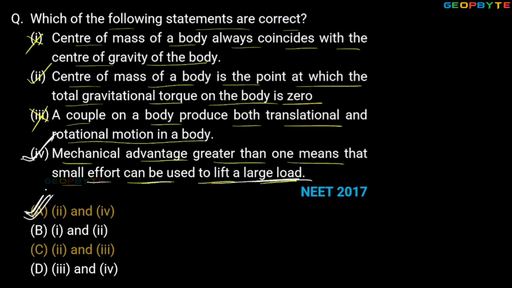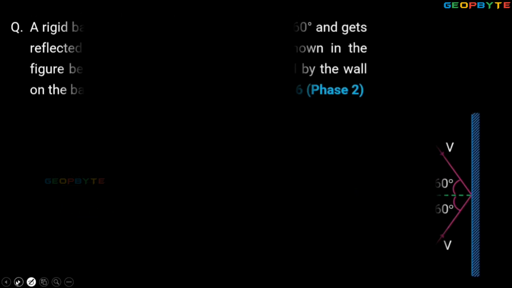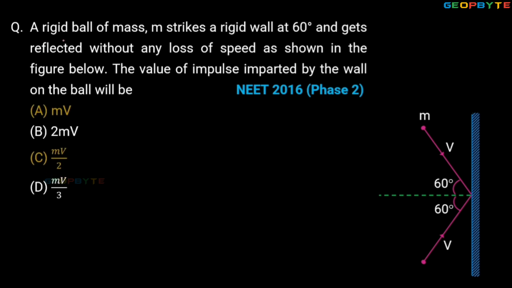Understood clearly? Yes. Similarly, let us take another important problem. Look at the screen. It is asking like this. A rigid ball of mass m strikes a rigid wall at 60 degrees and gets reflected without any loss of speed, as shown in the figure. Look at the figure given. The ball is striking the vertical wall at an angle of 60 degrees with respect to horizontal, and it is reflecting with the same angle. Then what is the value of the impulse imparted by the wall on the ball?